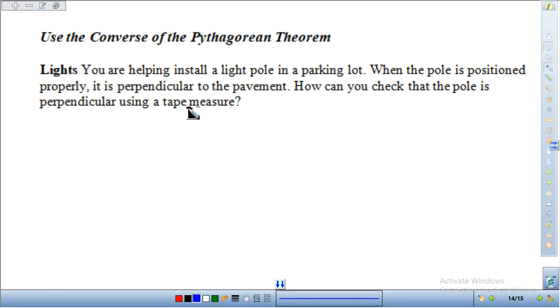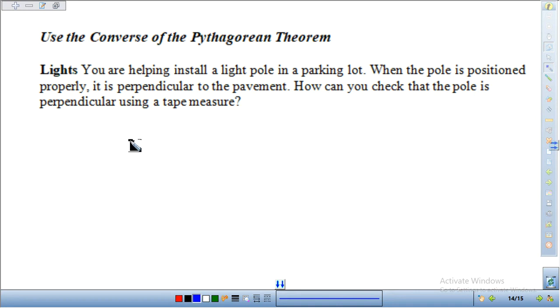So we're not using a level. We're not just looking at it and seeing, does it look perpendicular? We're going to use a tape measure to confirm that it is, in fact, perpendicular. And this is often really important because if something is not perpendicular, it can cause a lot of other issues. It could cause maybe the pole to fall down or something else to happen. So we do want to make sure that it is, in fact, perpendicular.